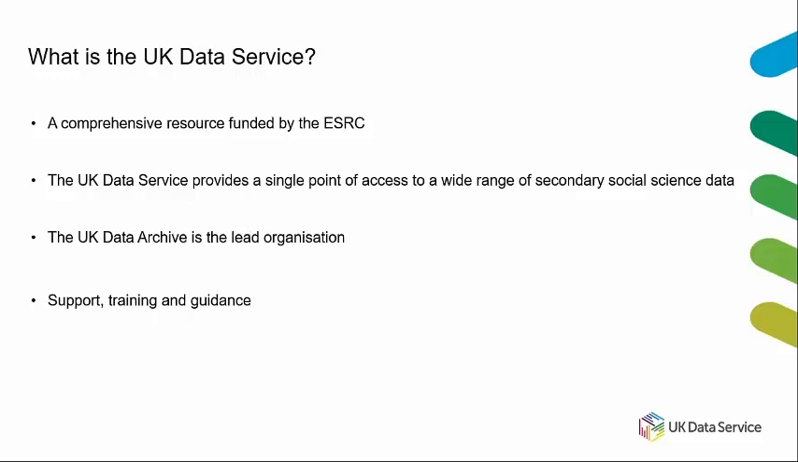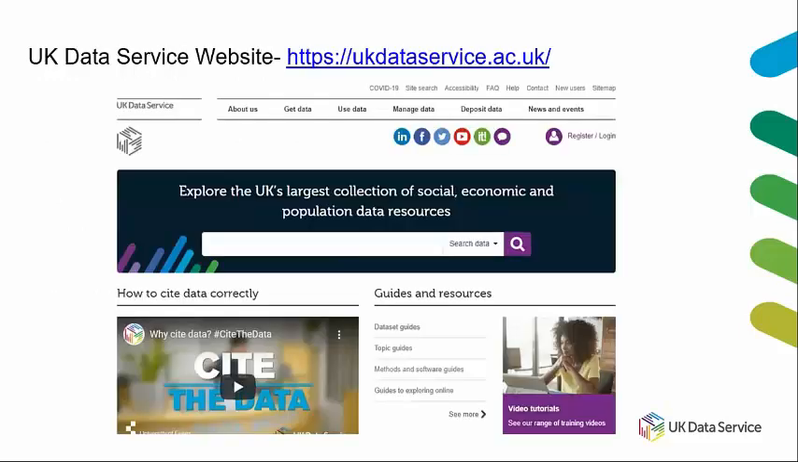So here at the UK Data Archive, we work with colleagues across the UK to deliver the UK Data Service, which is done in collaboration with research data experts that are located at Jisc, CMIST and the Universities of Leeds, Southampton, Edinburgh and University College London. So we essentially provide a single point of access to a wide range of social science data, but as well as the data, we also provide the support, training and guidance to help you use the data.